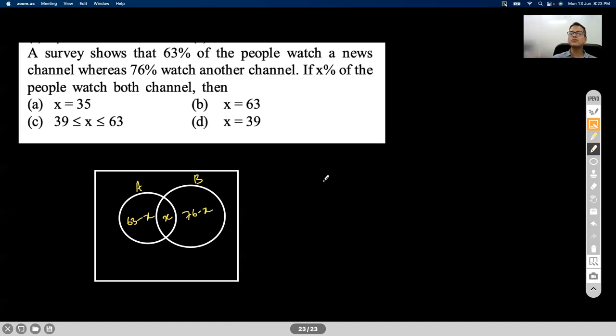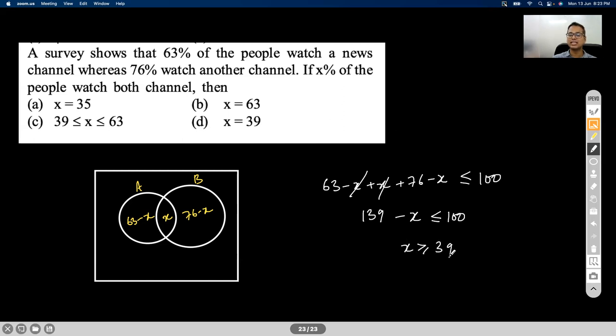But please realize, many of you added these three and equated it to 100%, while it is less than or equal to 100% because you don't have any information about the other channel existing. Got the point? So when you solve this, you get less than or equal to 100. That means X is greater than or equal to 39. It is not equal to 39 necessarily. So people who went for D, that is not going to be right. So this C still has a chance of being right.